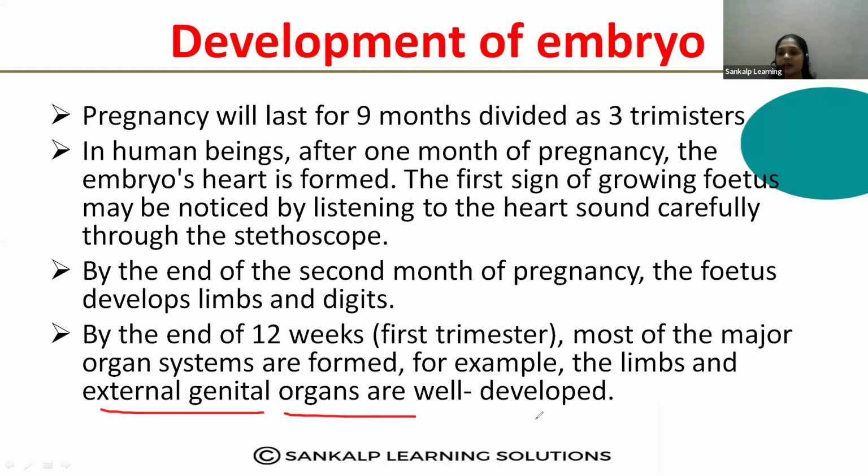External genitalia is developed in which month of the pregnancy? So that is also an MCQ question. External genitalia is formed after the completion of which month? That is the first trimester or 12 weeks or 3 months. The option can be anything: 3 months, 12 weeks, or first trimester. So that is the third important point. ನೆನ್ಪಿಟ್ಕೊಳ್ಳಿ, very very important. Okay.